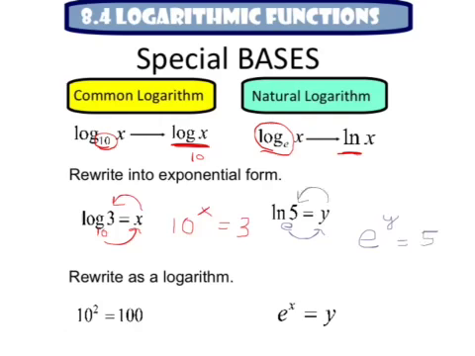If I need to go into logarithmic form, I would rewrite 10 squared as 2 equals log, and since it's going to be base 10, I'm not going to write it, just log 100. Same thing for e to the x. I'm not going to write the base e. I'll say x equals, start with that exponent, log base e, I'm just going to write ln y, because this is the same as log base e.